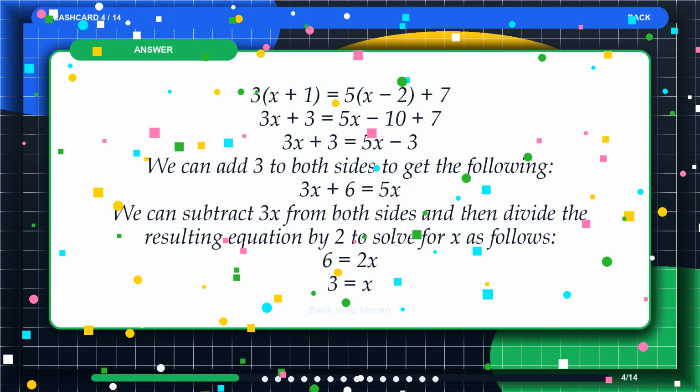The answer is 3x plus 1 equals 5x minus 2 plus 7. 3x plus 3 equals 5x minus 10 plus 7. 3x plus 3 equals 5x minus 3. We can add 3 to both sides to get the following. 3x plus 6 equals 5x. We can subtract 3x from both sides and then divide the resultant equation by 2 to solve for x as follows. 6 equals 2x, 3 equals x.